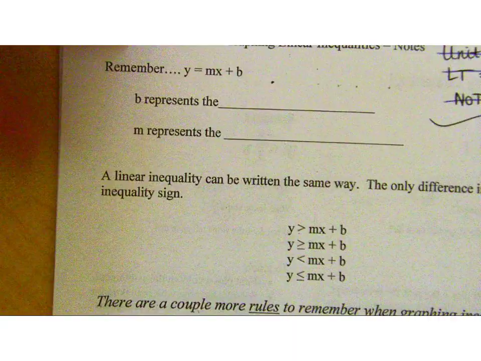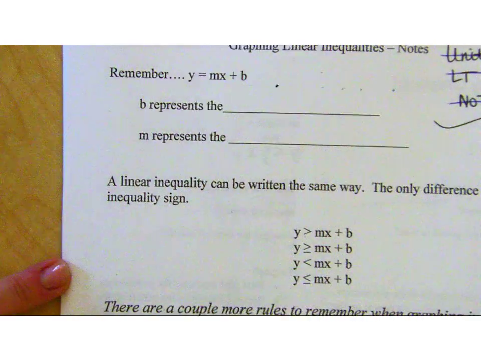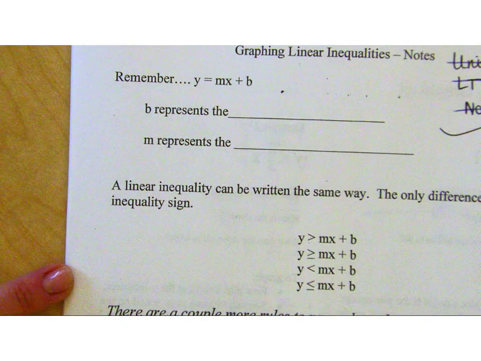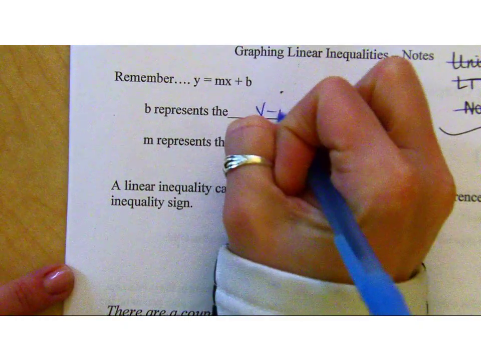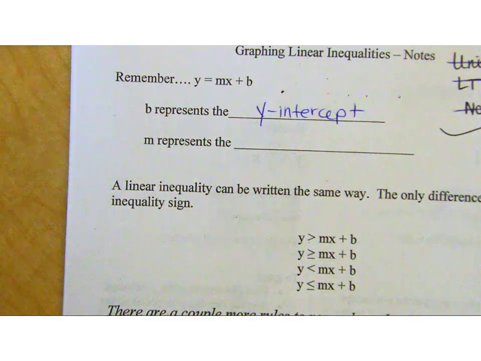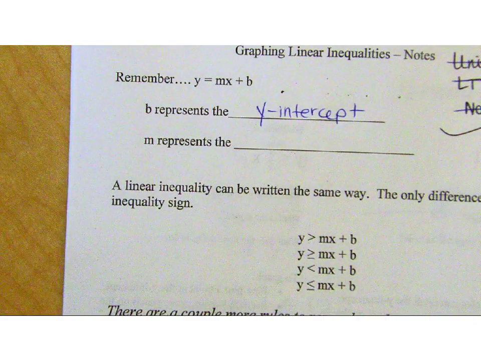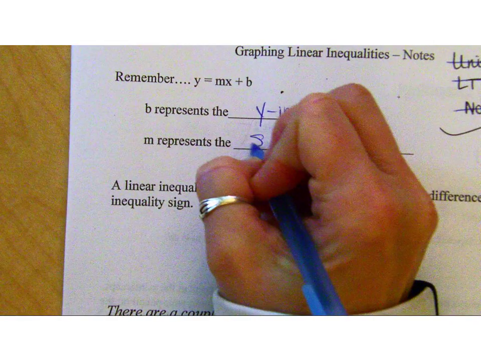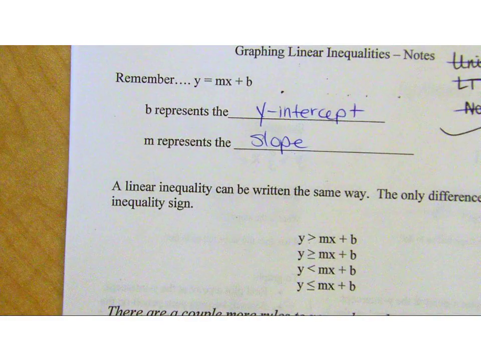Remember that y equals mx plus b. What does b represent? B is the y-intercept. Go ahead and write this in. It's where the line crosses over the y-axis. And m represents the slope. That's your rise over your run, right?